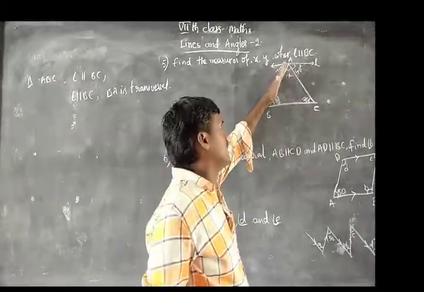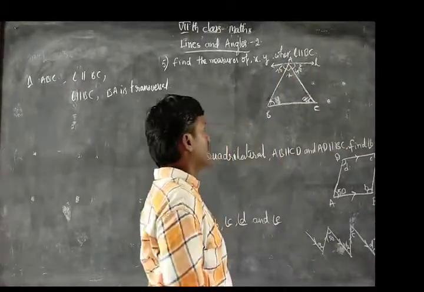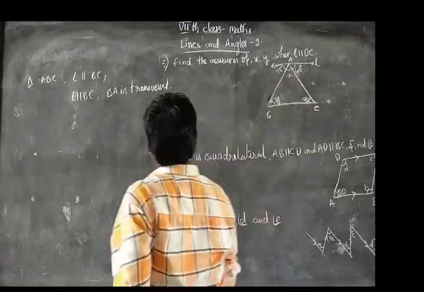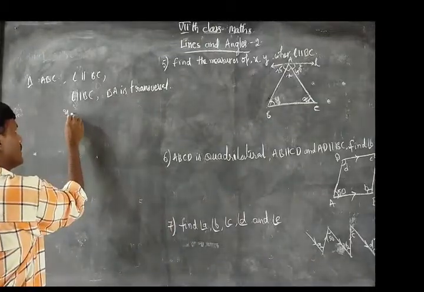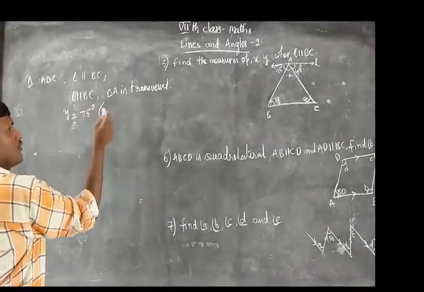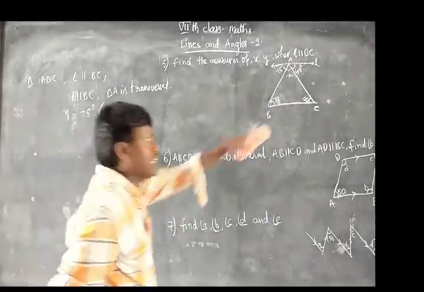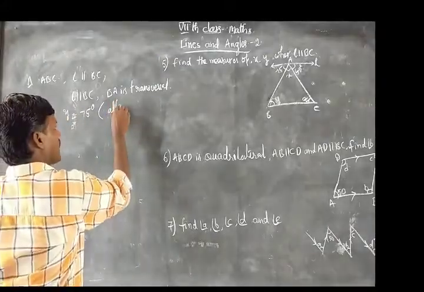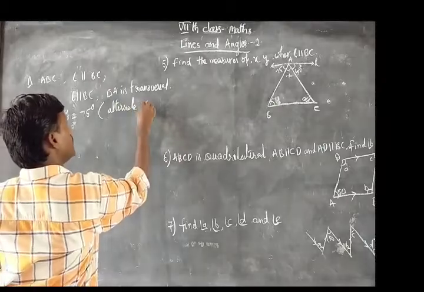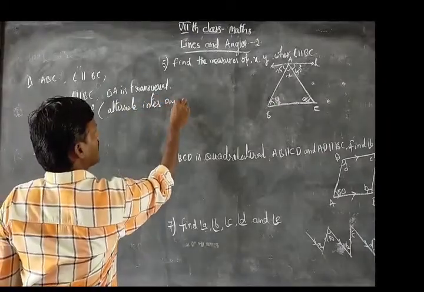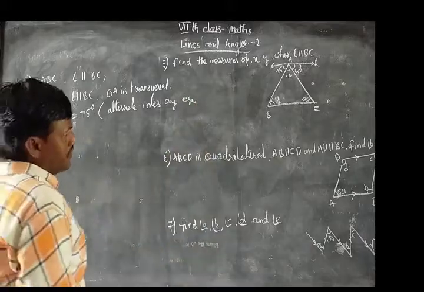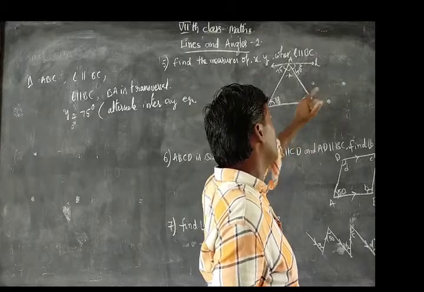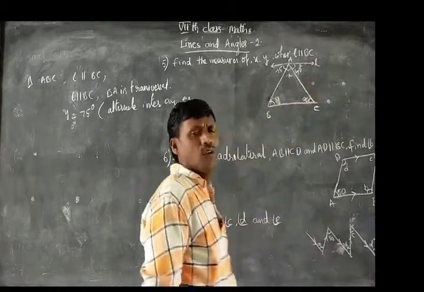What did I say? AB is the transversal. If AB is the transversal, how can you take angle Y equal to how much? 75 degrees. Why is the Y angle equal to 75? Because alternate interior angles are equal. And as L is parallel to BC and AC is a transversal, we can take Z equal to 45.